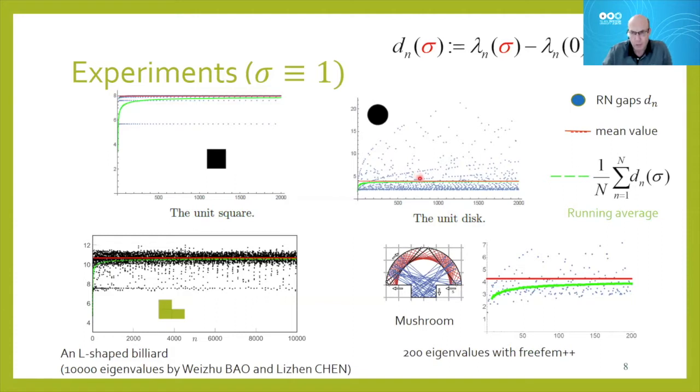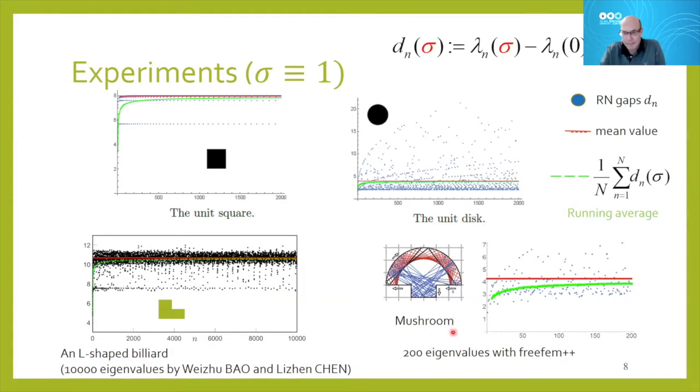Now let's turn to more exotic examples. So the first example is an L-shaped billiard, which I got from taking three congruent squares. So it's a very symmetric L-shaped billiard. And Wei-Tu Bao and Li-Zen Chen, who's here yesterday, sent me a computation of 10,000 of these eigenvalues. So these are the black dots. And again, you see the green curve, which tends to this red line. I will tell you what the red line is in a few minutes.